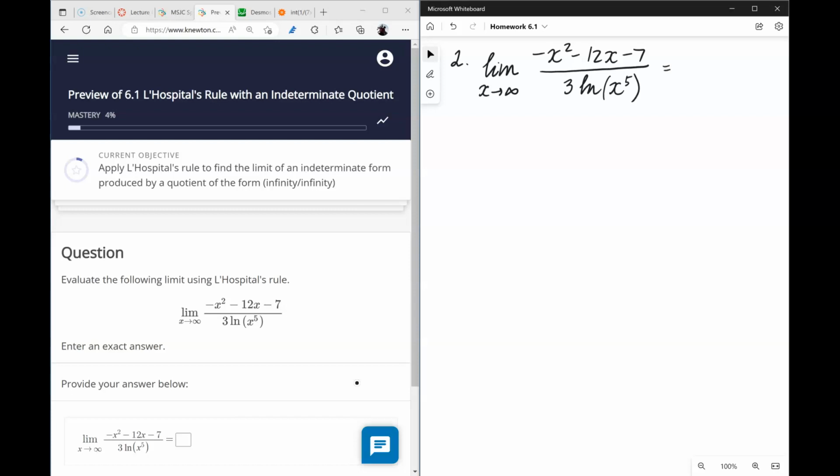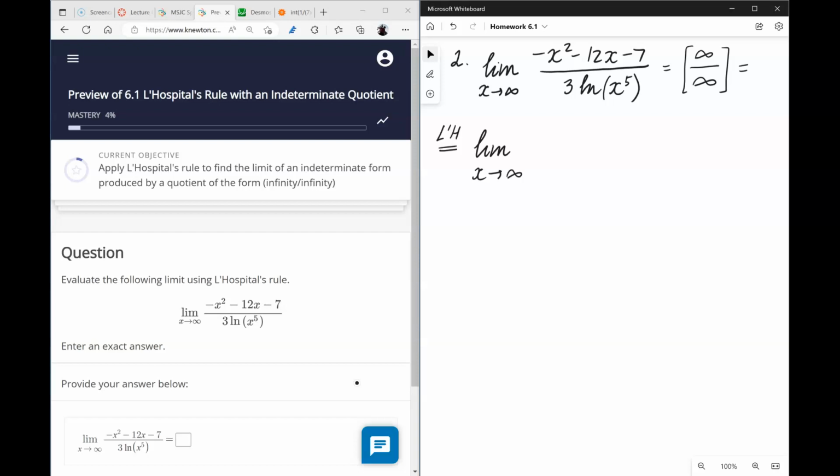Here we have another problem. We have a polynomial evaluated at infinity, which is infinity, and ln of infinity is also infinity. So we can do L'Hopital's rule. And according to L'Hopital's rule, the limit of the ratio is equal to the limit of the ratio of the derivatives.